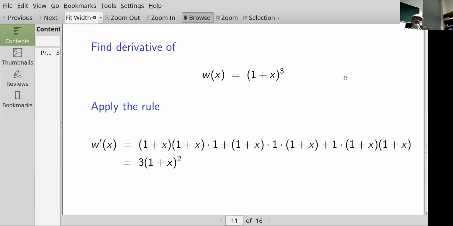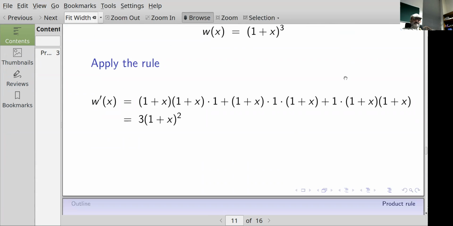You can find the derivative of w of x, which is (1 plus x) cubed. Think of it as (1 plus x) times (1 plus x) times (1 plus x). So it would be (1 plus x) times (1 plus x) times the derivative of 1 plus x, which is 1, plus (1 plus x) times the derivative of 1 plus x, which is 1, times (1 plus x), plus the derivative of 1 plus x, which is 1, times (1 plus x) times (1 plus x), which is 3 times (1 plus x) squared.